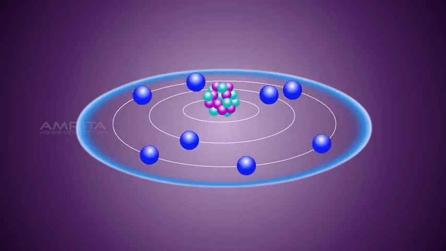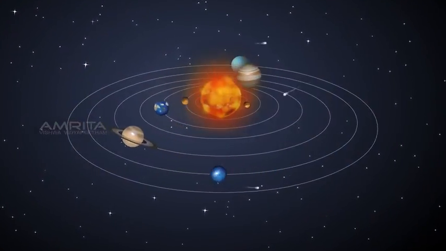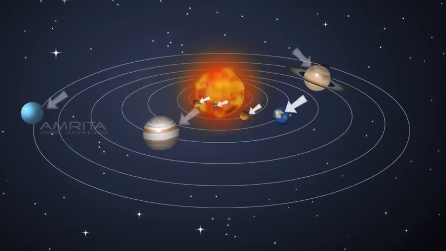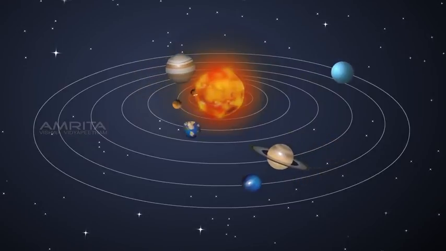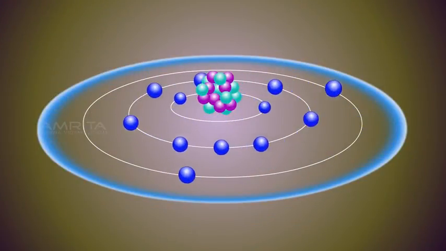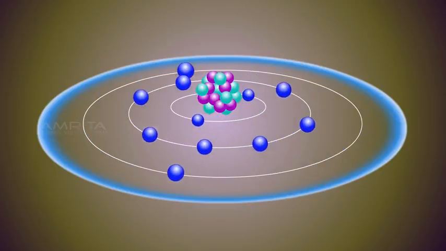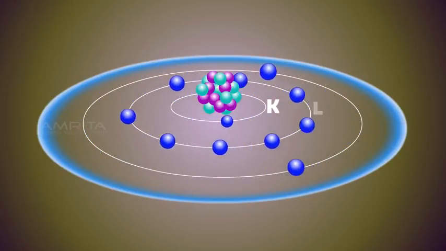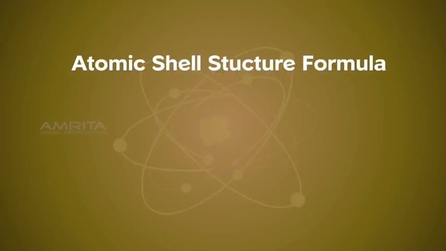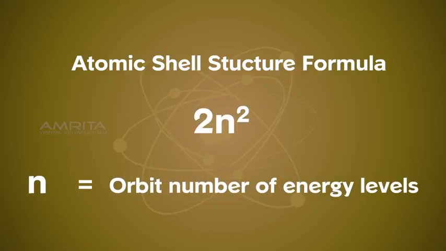The atom has been compared to the solar system. In an atom, the nucleus is the sun and the electrons are the planets. Just like planets in the solar system, each electron revolves around the nucleus in its own different orbit. The orbits or shells are represented by the letters K, L, M, etc. The maximum number of electrons present in a shell is given by the formula 2n², where n is the orbit number of energy shells.